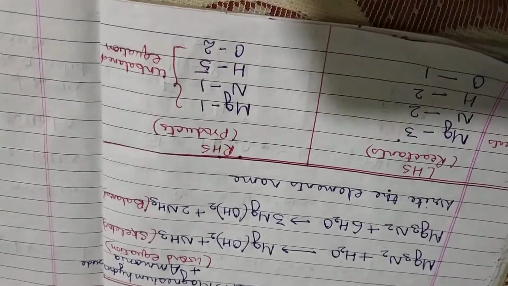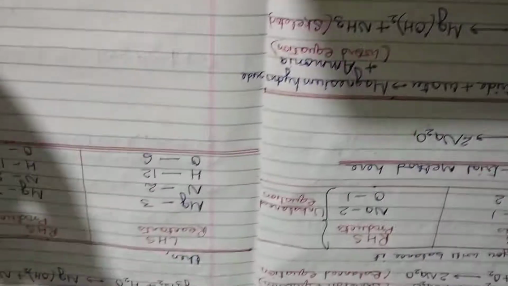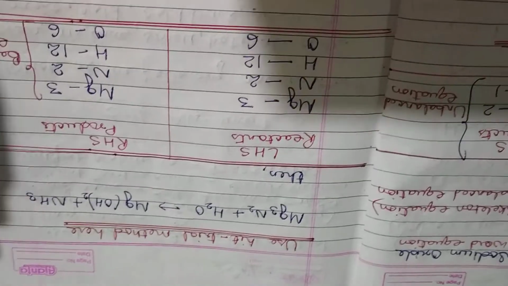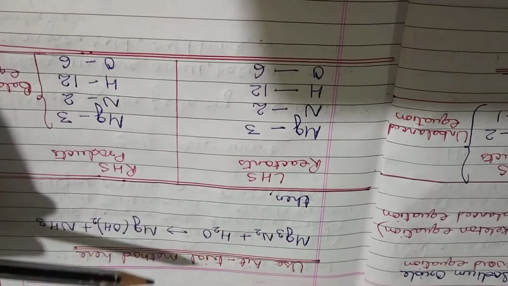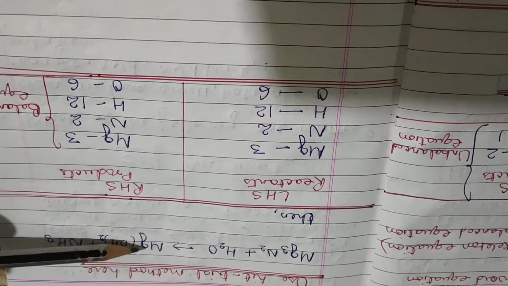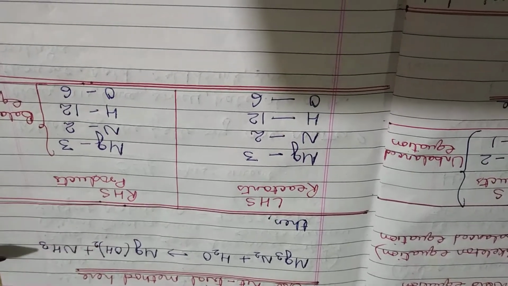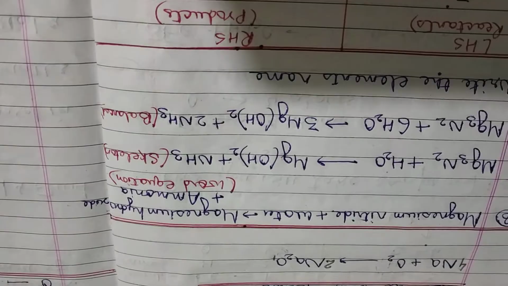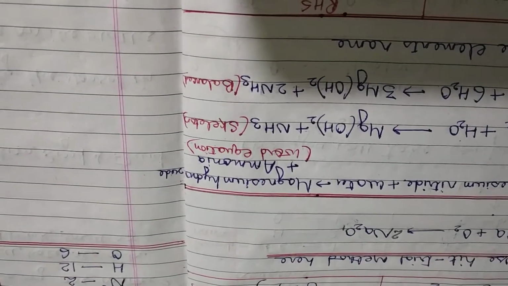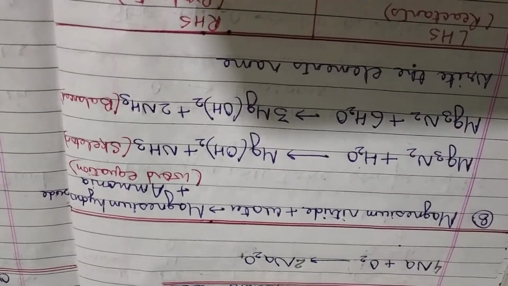Now students, see here I have written this one here. See, magnesium 3, nitrogen 2 plus water, magnesium hydroxide. This one is your skeleton equation. Now we have written the skeleton equation here. Now what will we do here?